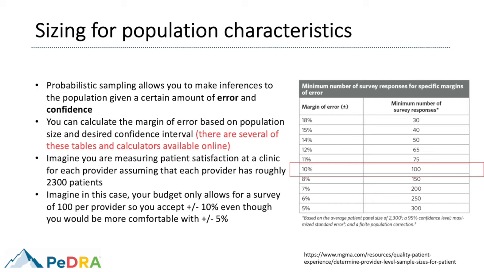Imagine in this case, you would ideally have plus or minus 5% with an N of 300 for each provider. But your budget only allows for surveying 100 per provider, so you accept plus or minus 10%, even though you would be more comfortable with a slighter margin of error.